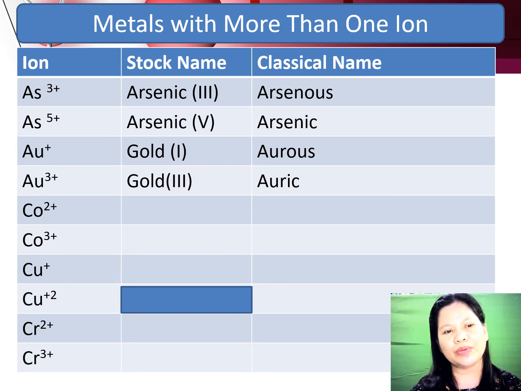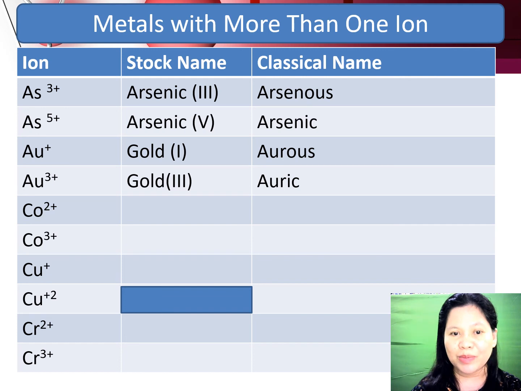So therefore, when we say arsenic 3, the classical name is arsenous. Arsenic 5, that is arsenic. Okay, what about gold? Gold, not goldous, that is aurous. Because there are some elements that are taken from the Greek name or the Greek term. Okay. So gold 3, that's auric.